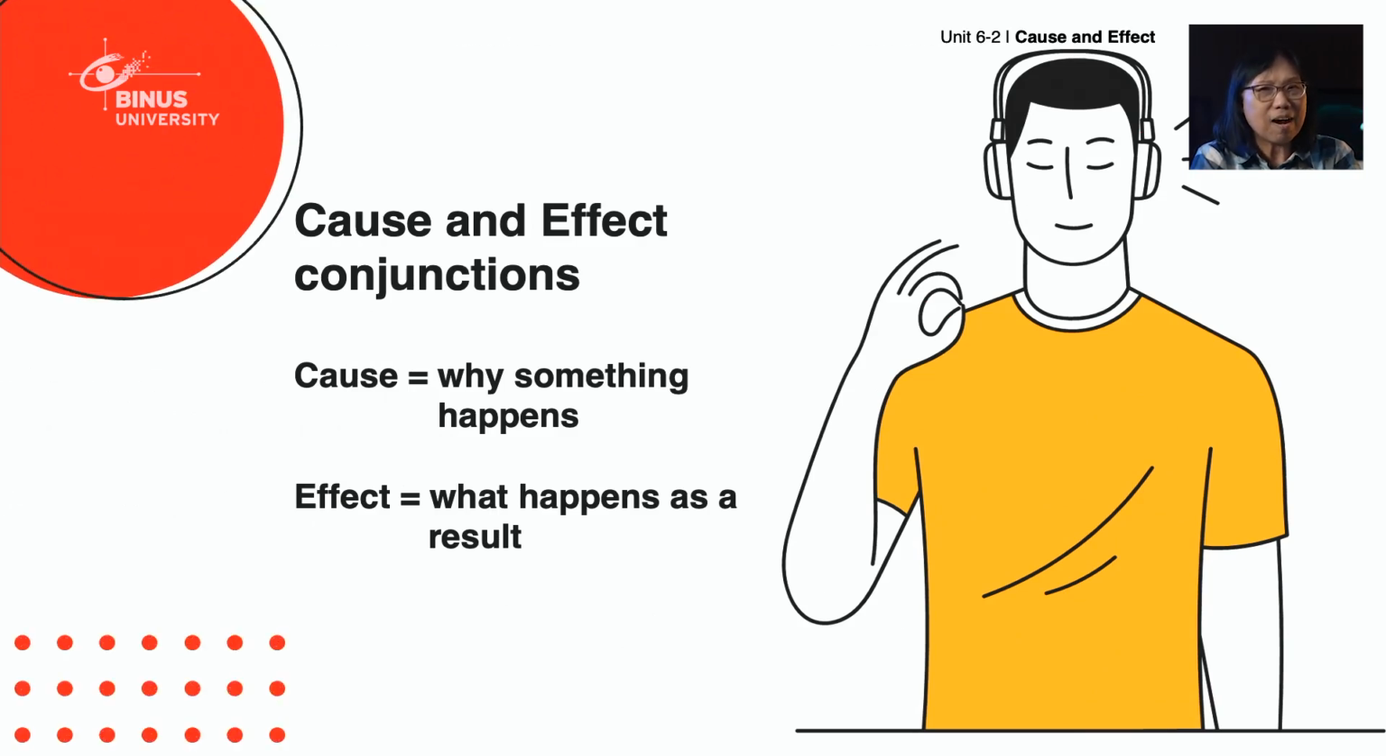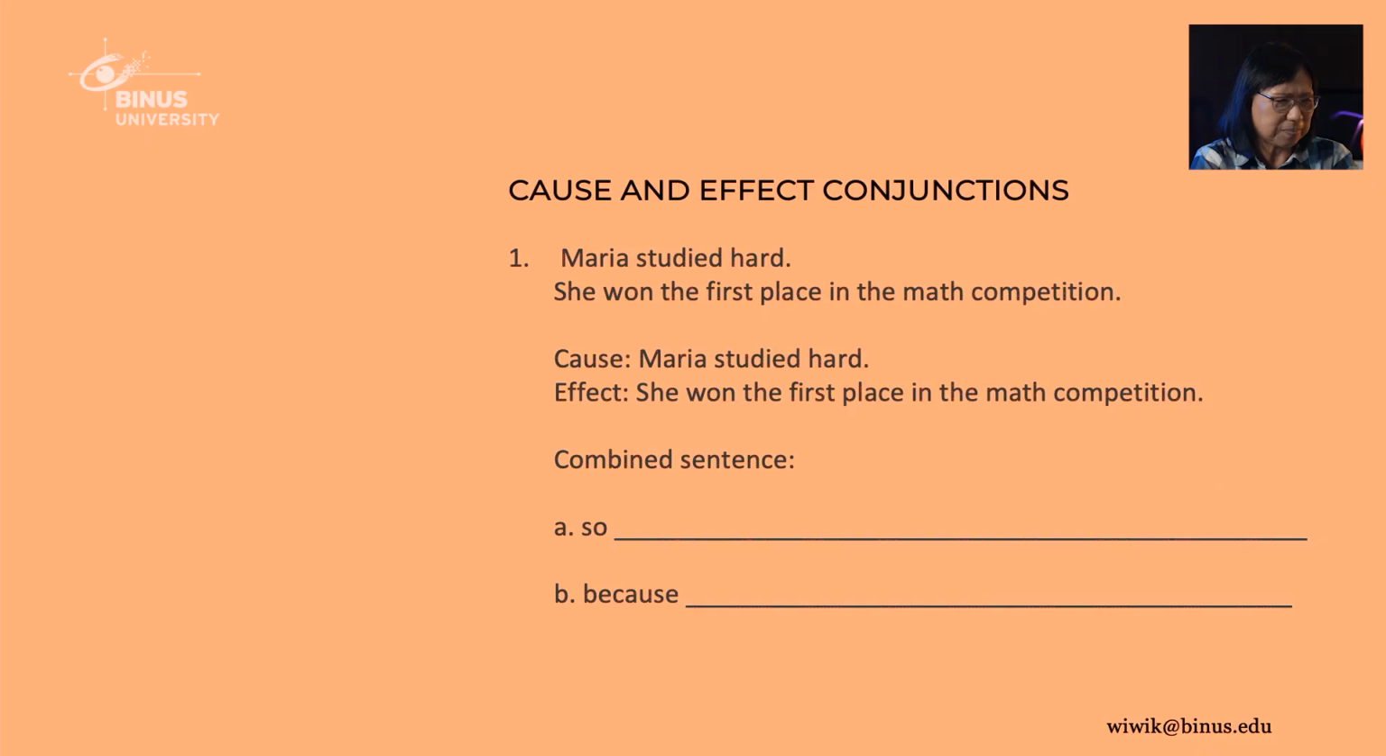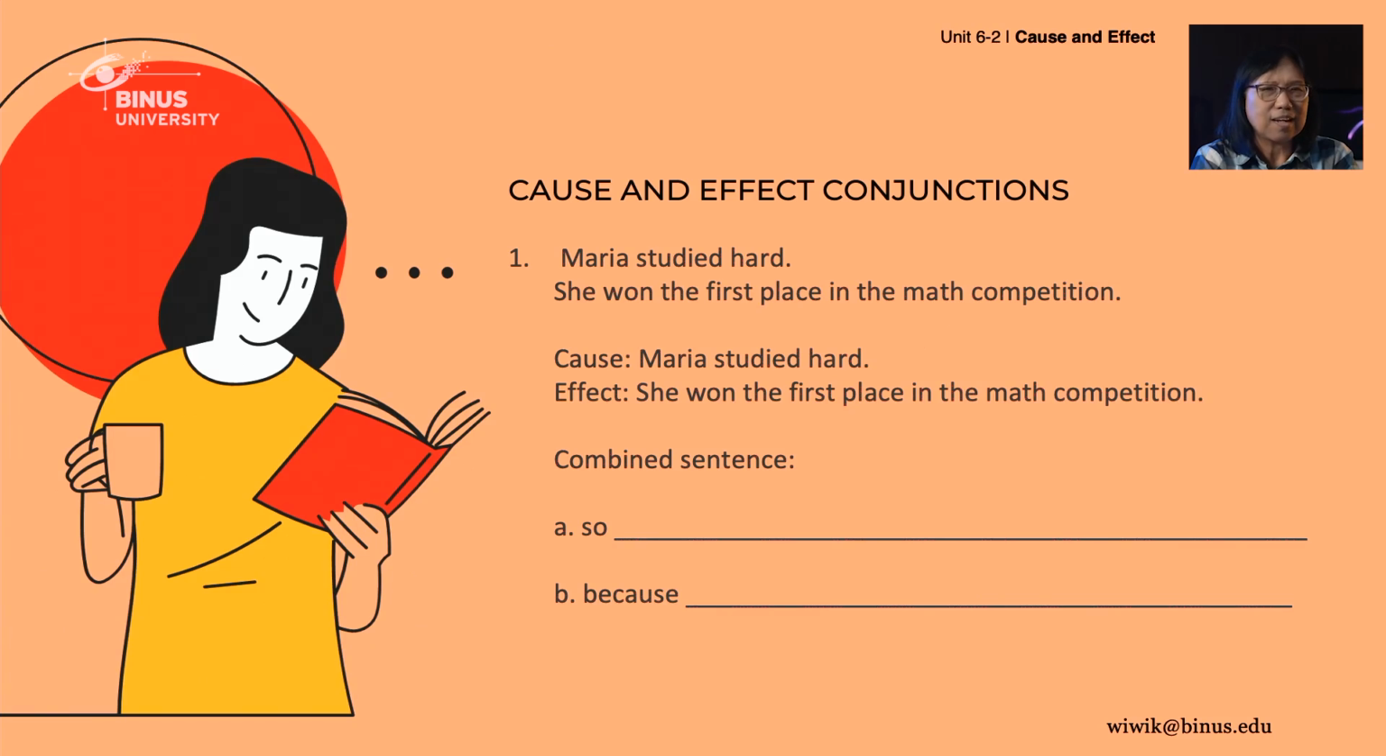Do you still remember our previous session? Cause and effect conjunctions. So cause refers to the reason why something happens. And effect deals with what happens as a result. I think this is clear enough. Look at some examples here.